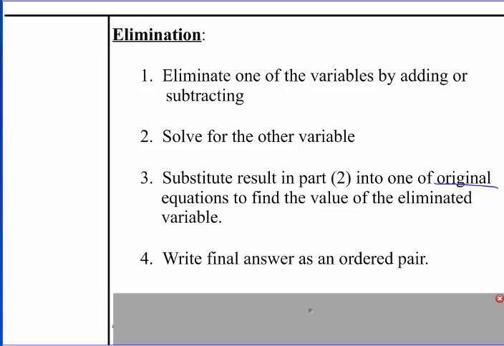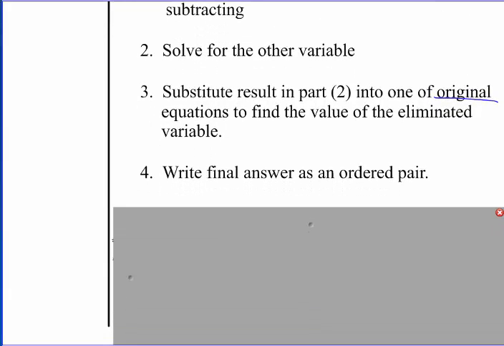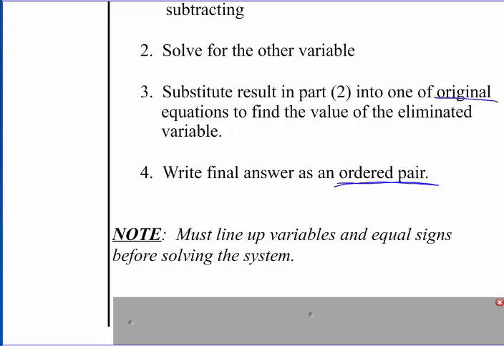Okay, so very similar to the substitution. In substitution, you're plugging an entire expression into an equation where there's only one variable in solving. With elimination, you just add or subtract the 2 equations so one of the variables cancels, and then you solve for your variables from there. Don't forget at the very end, always write your answer as an ordered pair.